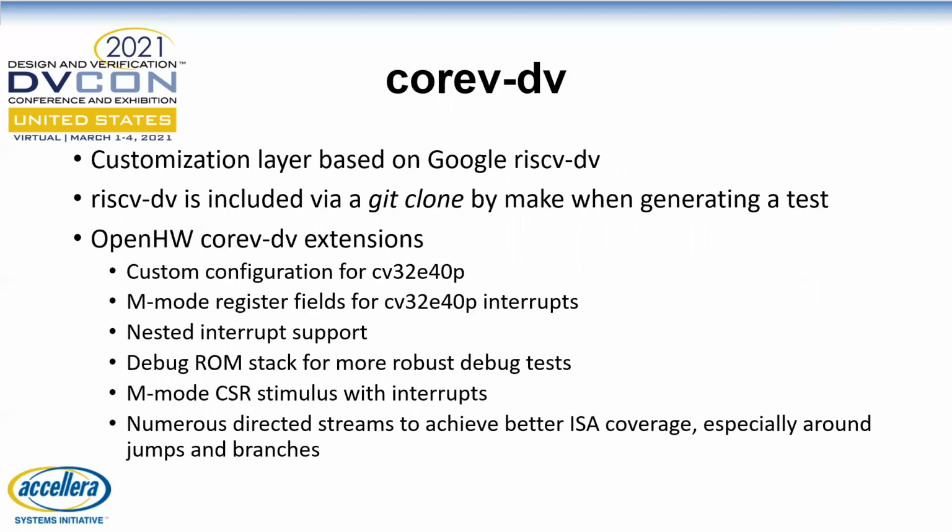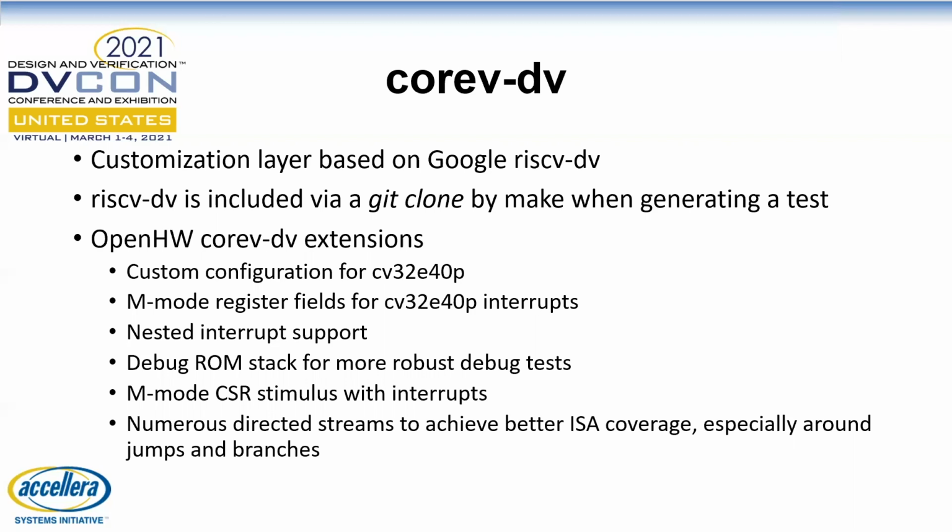CORE-V-DV is our nomenclature for the customization layer we build on top of RISC-V DV. We don't want to edit or do anything to RISC-V DV itself, so we use that as our base layer for instruction generation. So we clone that when we're generating a random test. And then our SystemVerilog layer of CORE-V-DV sits on top of that with custom configurations and our custom register fields in CSRs, most specifically for interrupts.